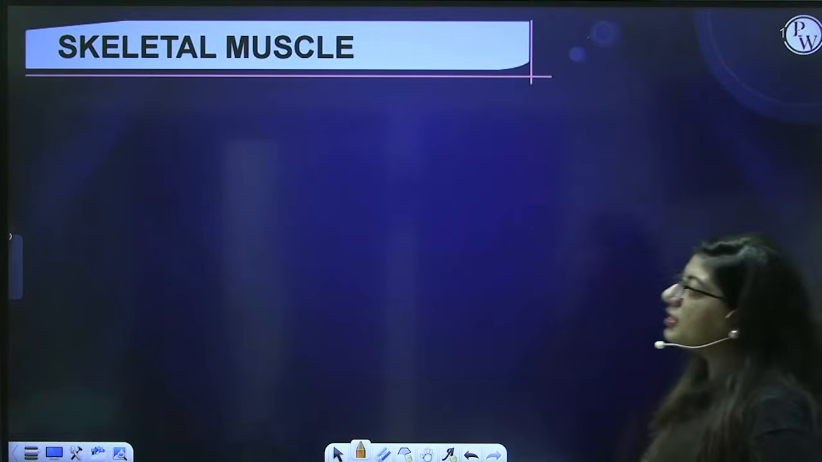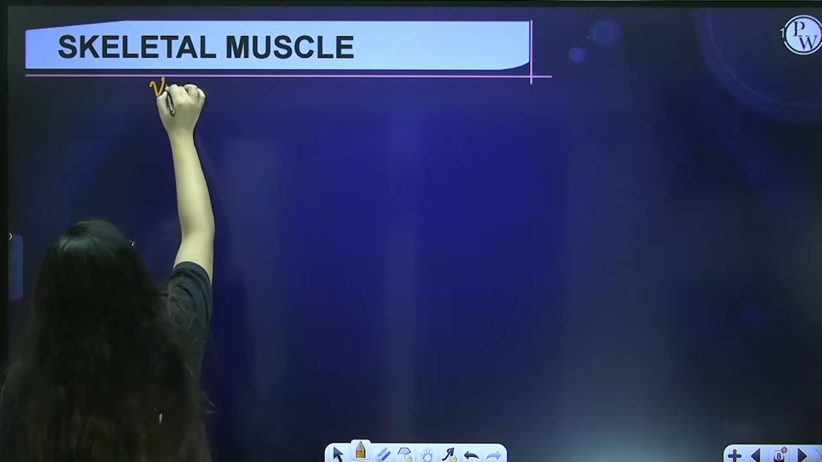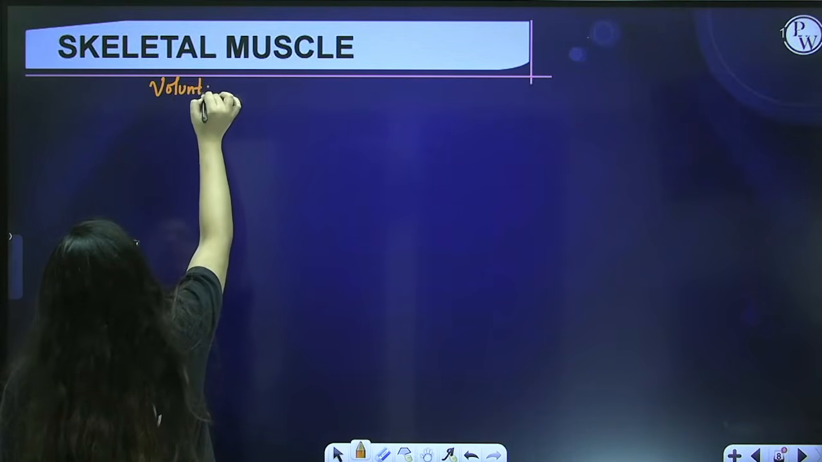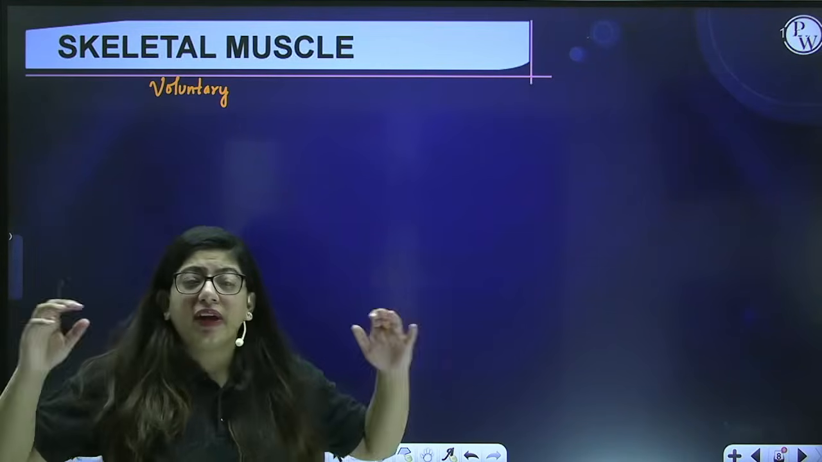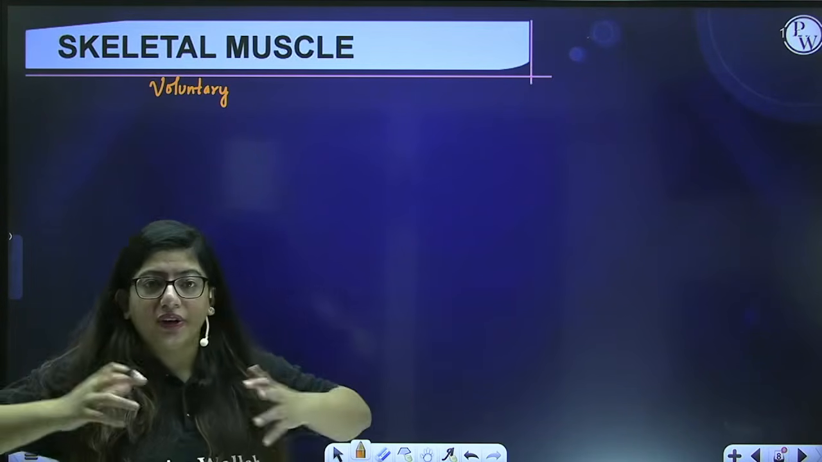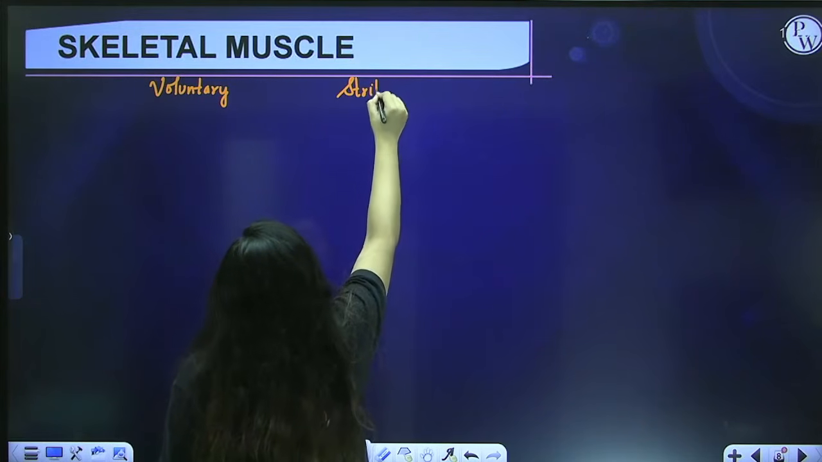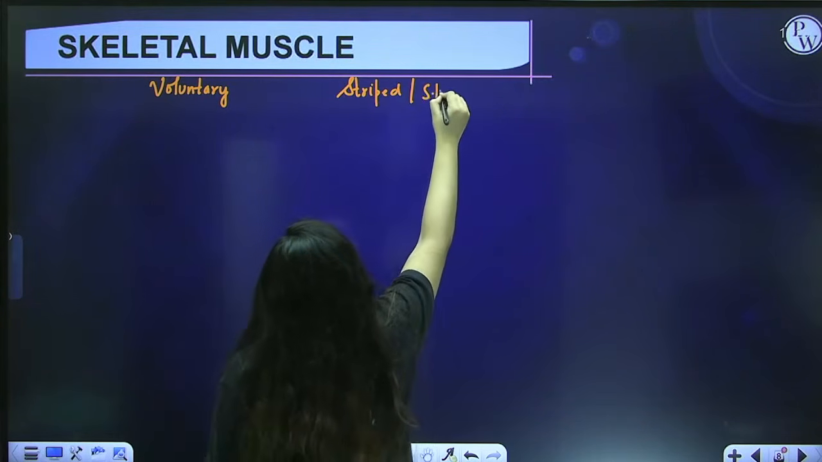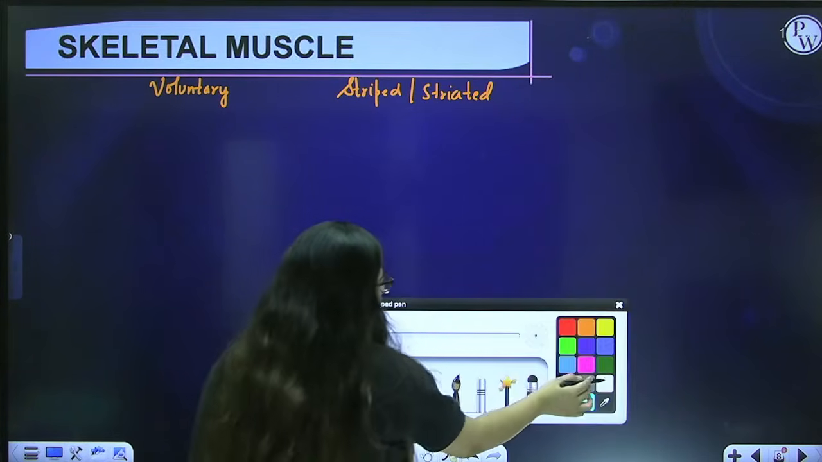We'll start with the skeletal muscle. Skeletal muscles are voluntary muscles. Why are they known as voluntary muscles? Because they are under your control, under your will. Whenever you want to, you can move it according to your will. Second, they are also known as striped or striated muscle because they have alternating light and dark bands.